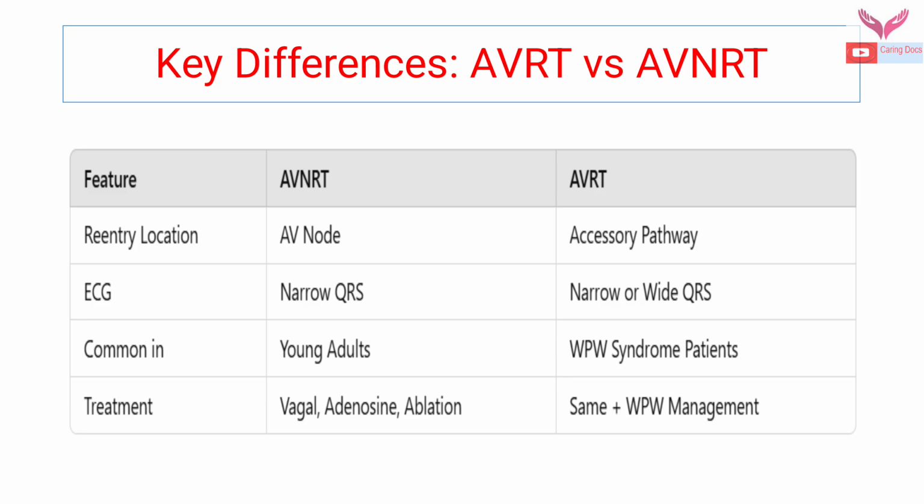The key differences between the AVRT and the AVNRT: the re-entry location in AVNRT is the AV node. In AVRT, it is the accessory pathway. In AVNRT, we get narrow QRS complexes. In AVRT, we get narrow or wide QRS complexes. AVNRT is seen in young adults, and patients with AVRT will have WPW syndrome. Treatment is almost the same.